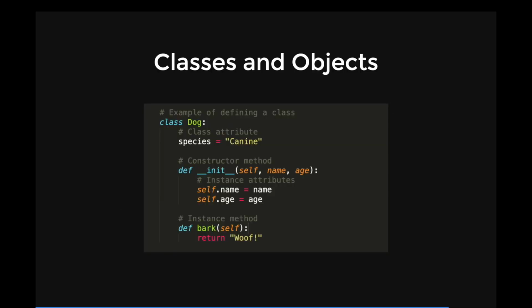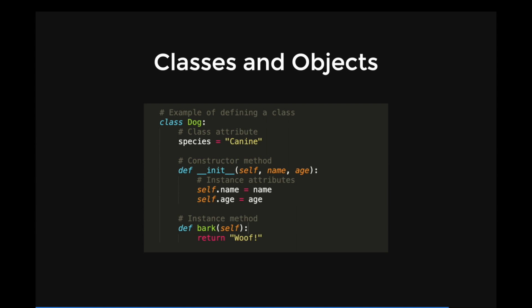Classes and objects. A class is a blueprint for creating objects. It defines the attributes, like data, and methods, like functions, that the objects of the class will have. An object is an instance of a class representing a specific entity with its own state and behavior.